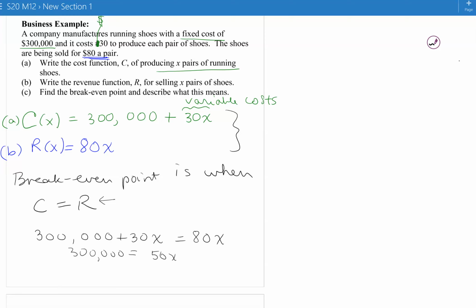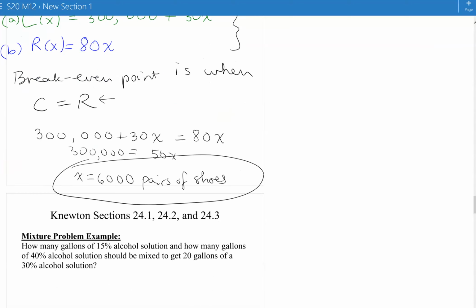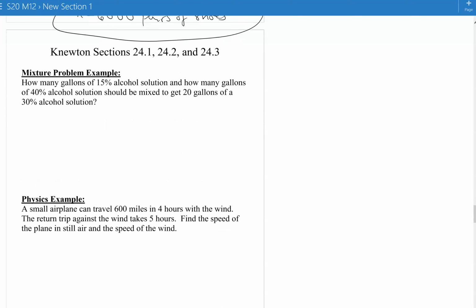And we have x is 6,000. So make sure in a word problem you say pairs of shoes. And it's not 6,000 shoes because it's pairs of shoes. Okay, so let's look at a mixture problem.